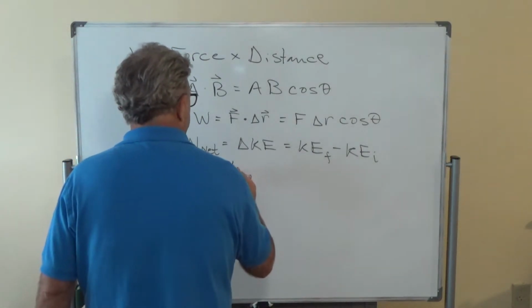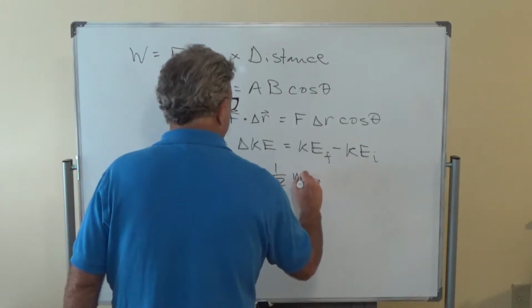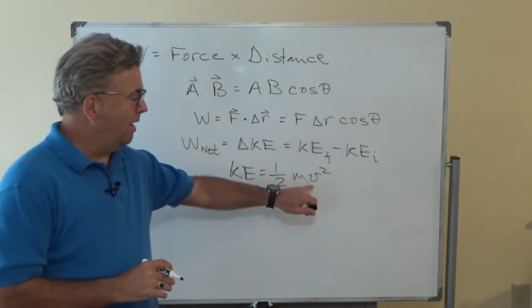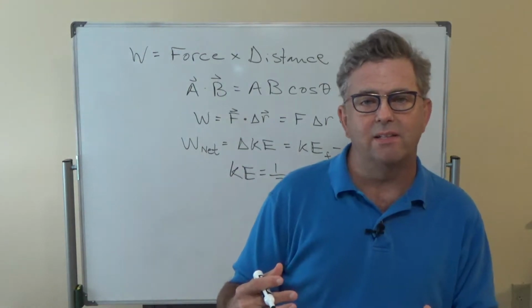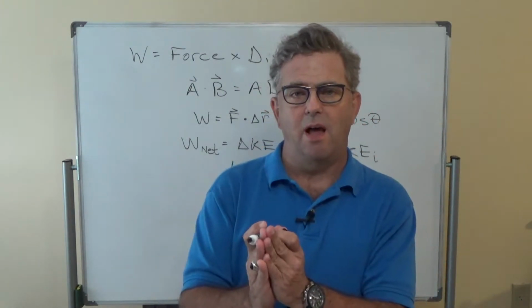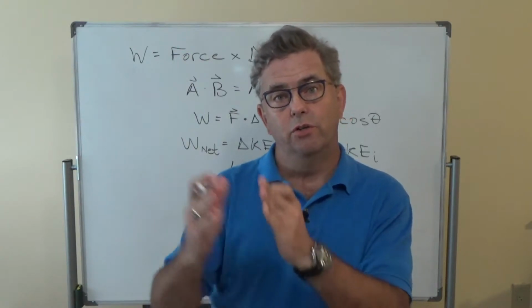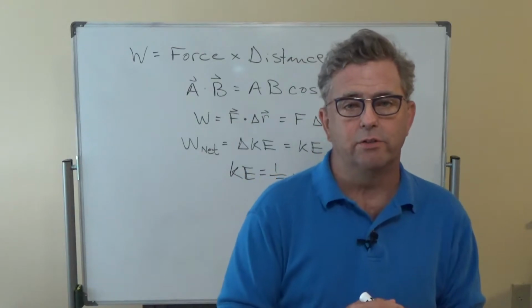Kinetic energy is equal to 1/2 mv squared. So it goes like the square of the velocity. If you have an object of a given mass, has a particular velocity, it has a particular kinetic energy, you double that velocity, you get 4 times the kinetic energy.